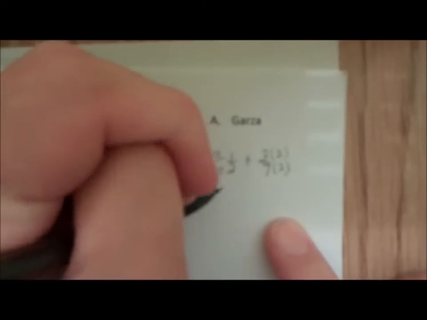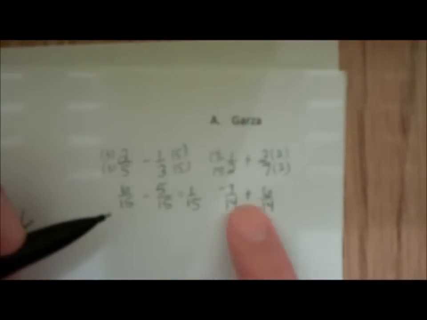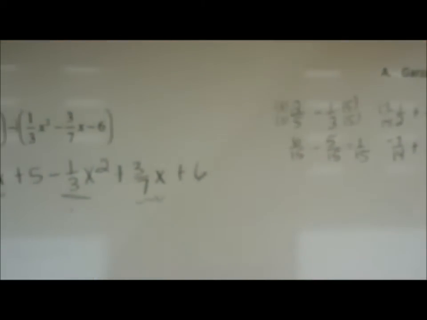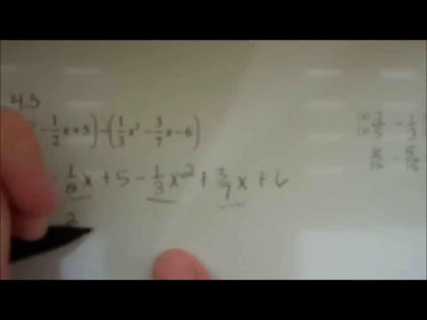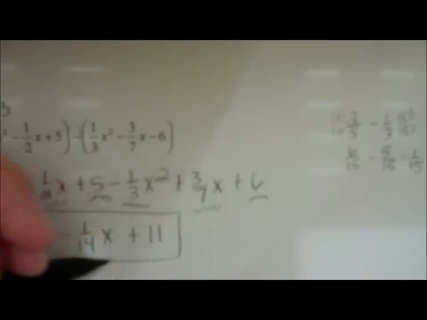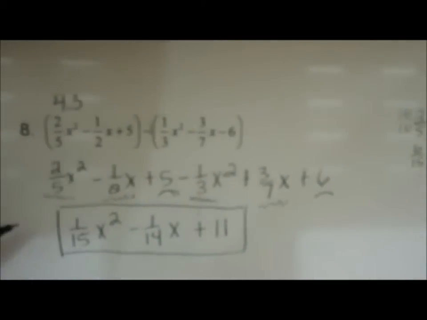When I do that, I get -7/14 plus 6/14, which equals -1/14. So I'm going to come back over here and write -1/14 x. And then the last one to combine is a positive 5 and a positive 6, which is positive 11. So we got 1/15 x squared minus 1/14 x plus 11.